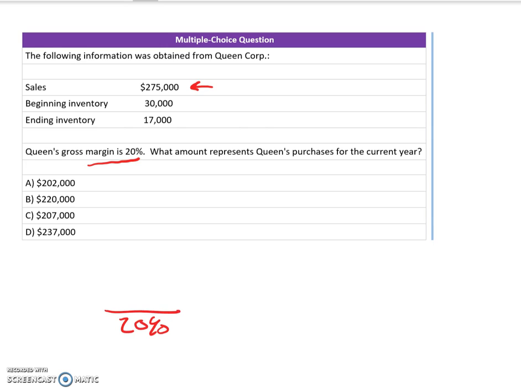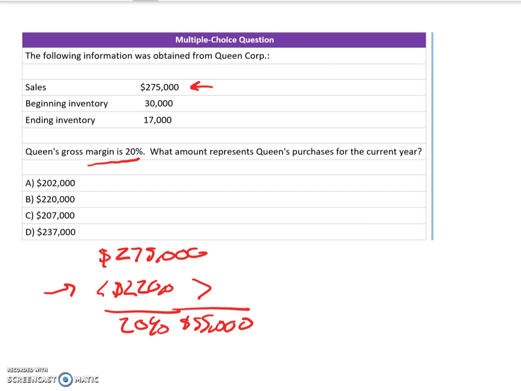of sales. So 275,000 is our sales. We now know we can calculate our cost of goods sold because sales less cost of goods sold is going to equal our gross margin. So sales less this amount is going to equal 20%, which is also known as 55,000. That's our dollar value of our gross margin. And we now know that the difference is 220,000.